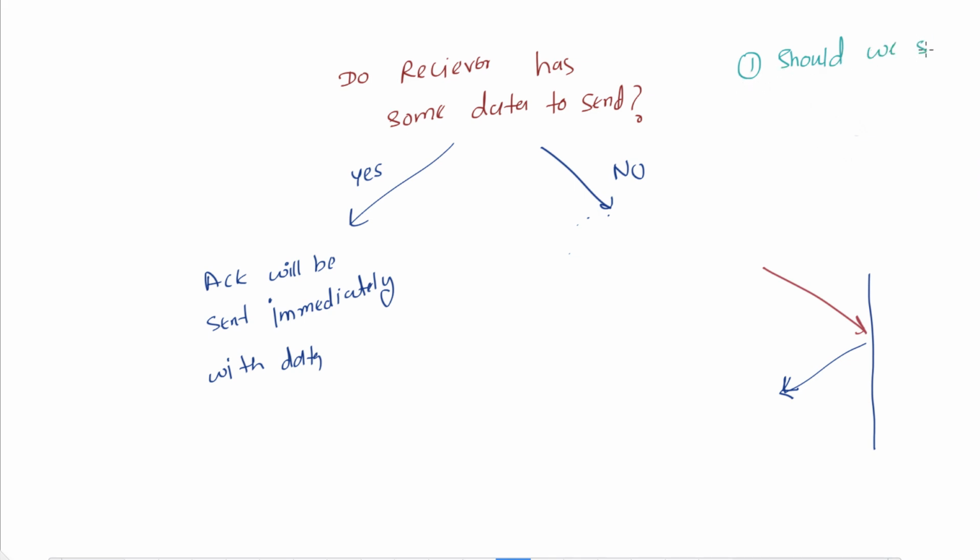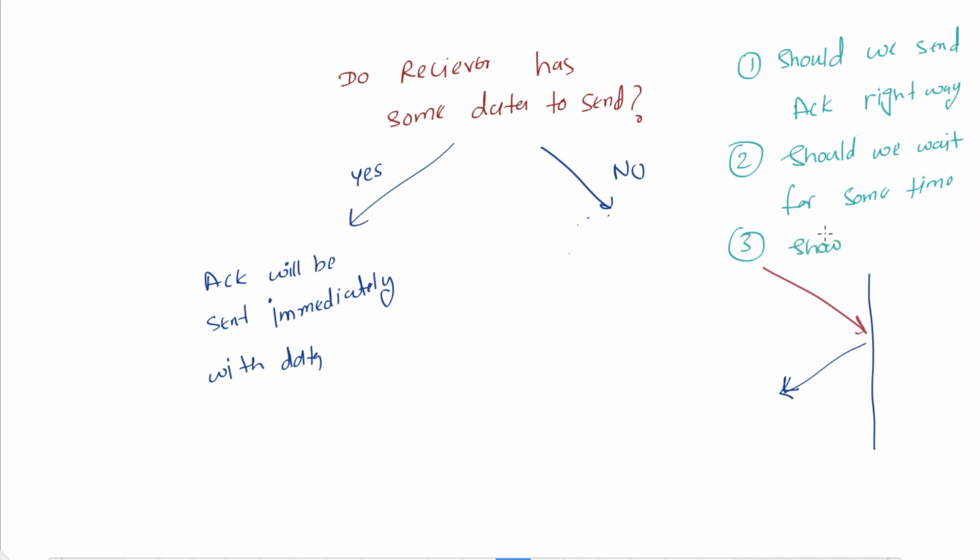Should we send the ACK right away? This is the case where I do not have any data to send; I just need to send the ACK. Second, should we wait? Here, we means the receiver. Should we wait for some time? Third, should we wait for some segments maybe?